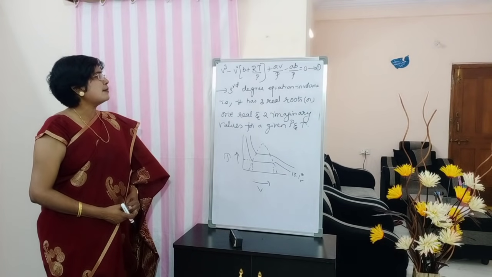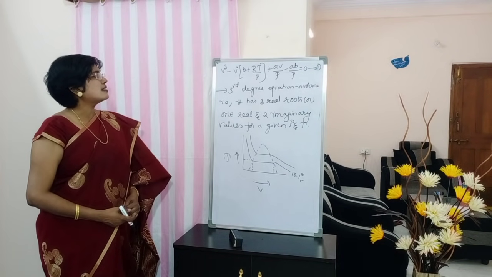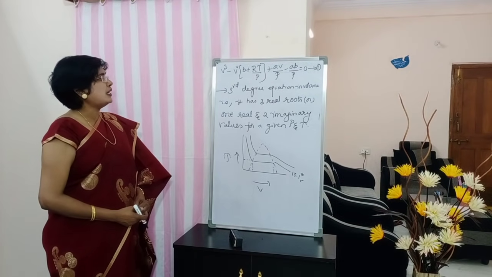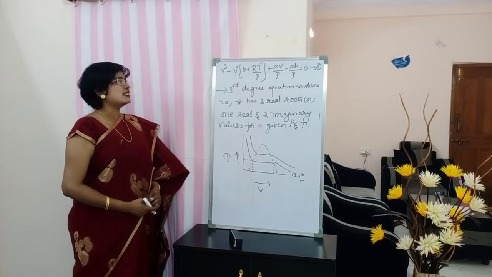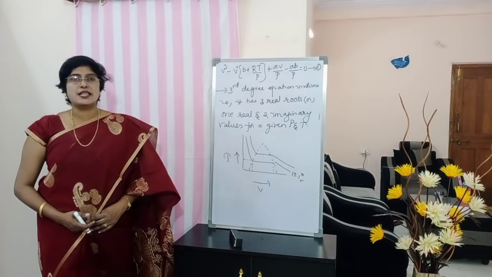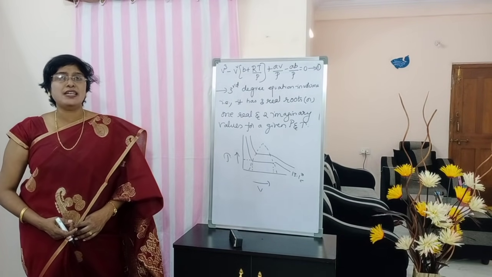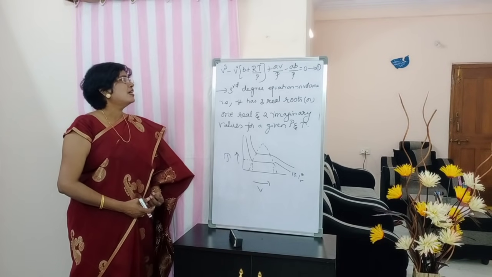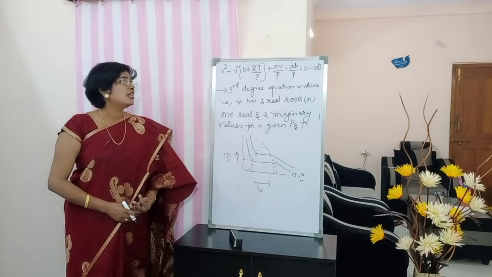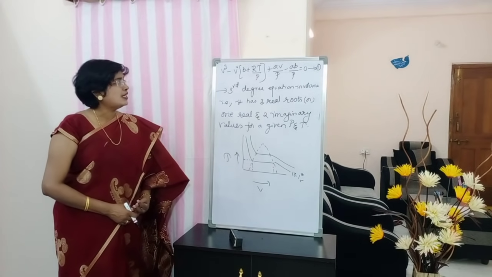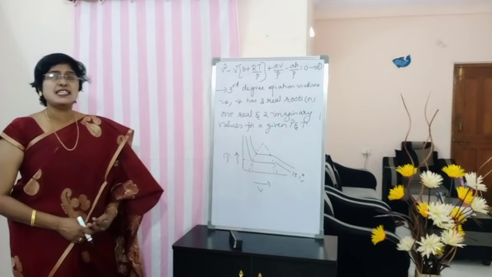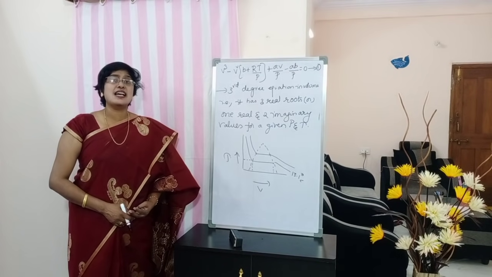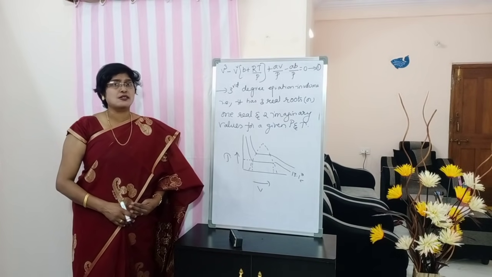So next step, V cube minus V square into B plus RT by P plus AB by P minus AB by P equals 0. After dividing with P, we get the final step as V cube minus V square into (B plus RT by P) plus AB by P minus AB by P is equal to 0. Mark this as equation number 1, students.